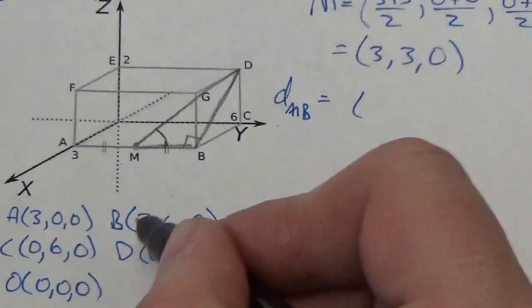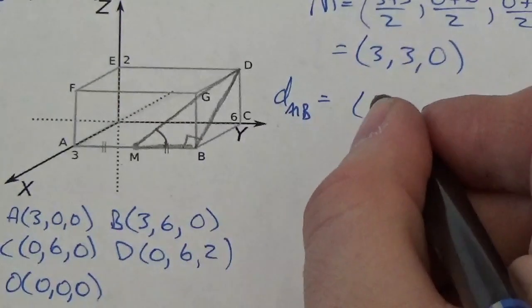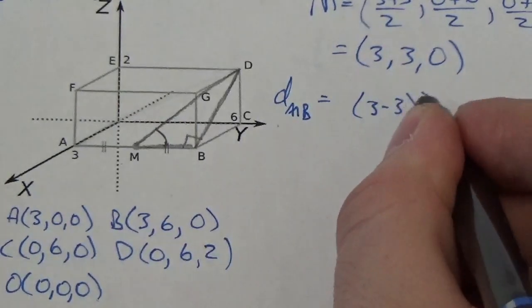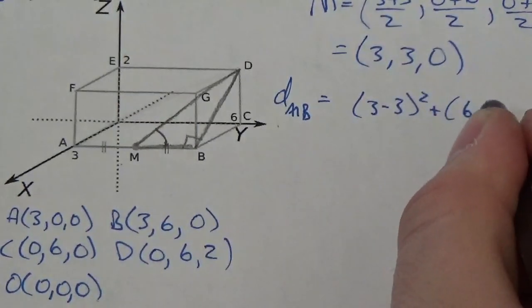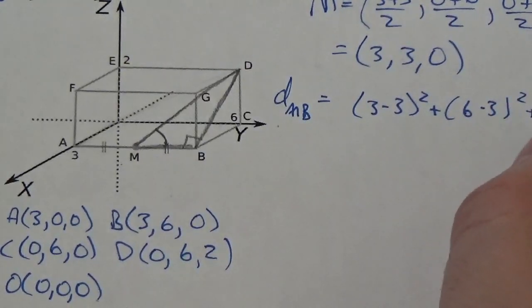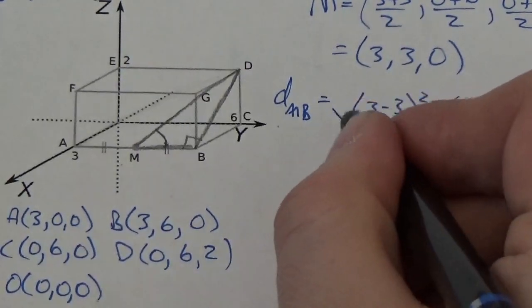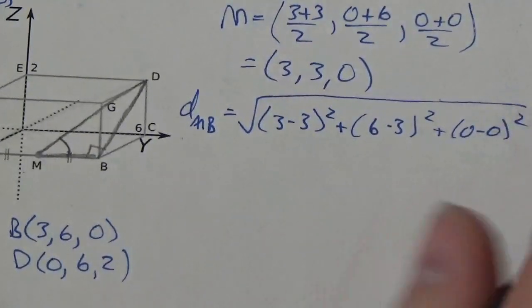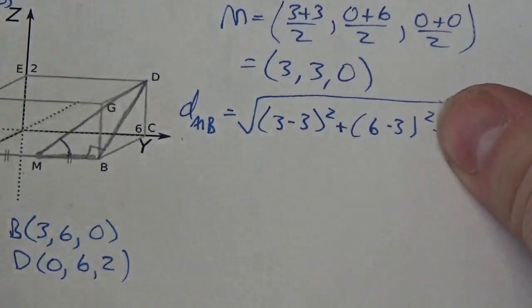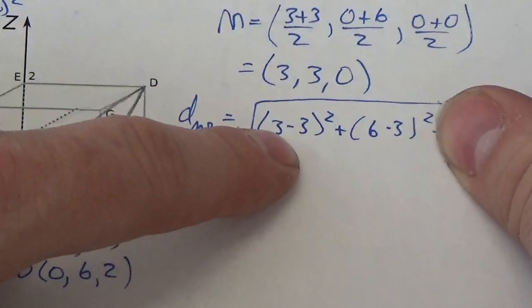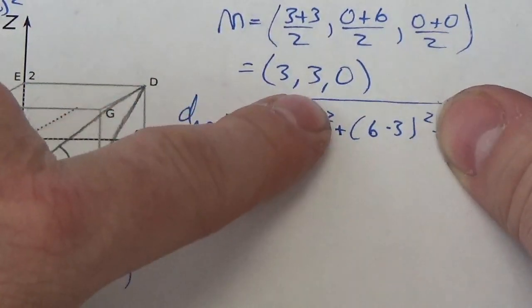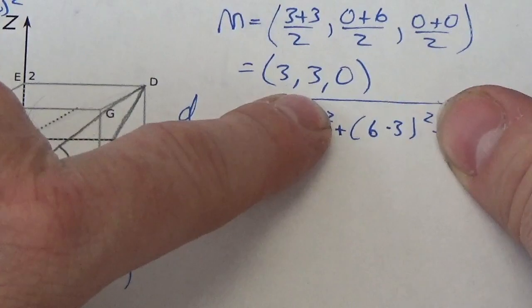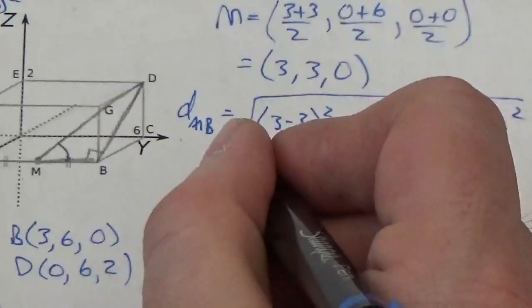So I'm going to use my Pythagorean theorem, so it's going to be 3 minus 3 squared plus 6 minus 3 squared plus 0 minus 0 squared, and I'm going to square root that. Now the 0 minus 0 squared is going to be nothing. It's going to go away. 3 minus 3 squared, well, that's 0 as well. 6 minus 3 is 3. Squared is 9, and the square root of 9 is 3.